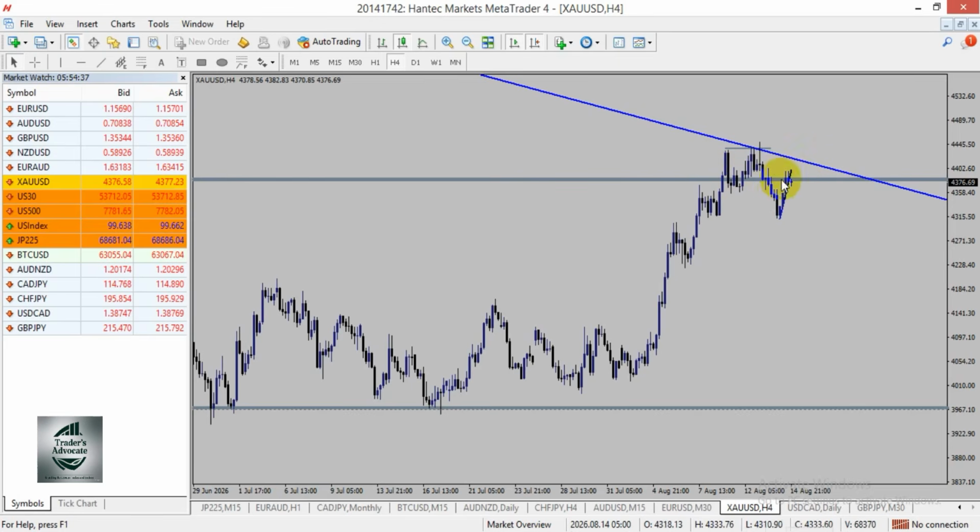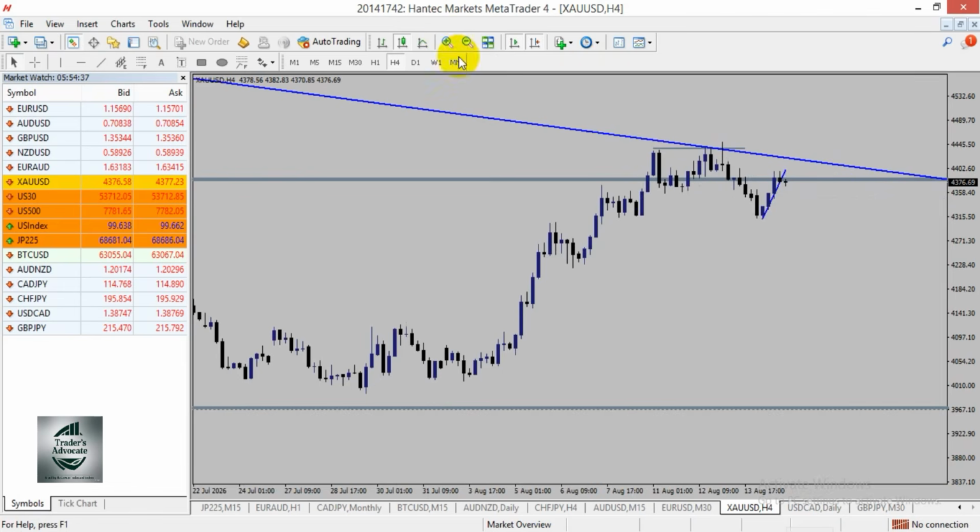So double top, we've broken below the neckline, and I can see price pulling back for a retest. Let me zoom properly so you get to see that. I can see price pulling back for a retest of the neckline. I've told you guys before on this channel, we don't sell at the breakouts.